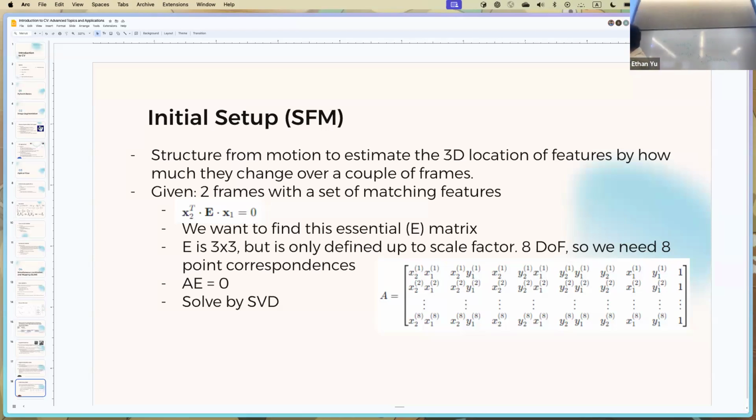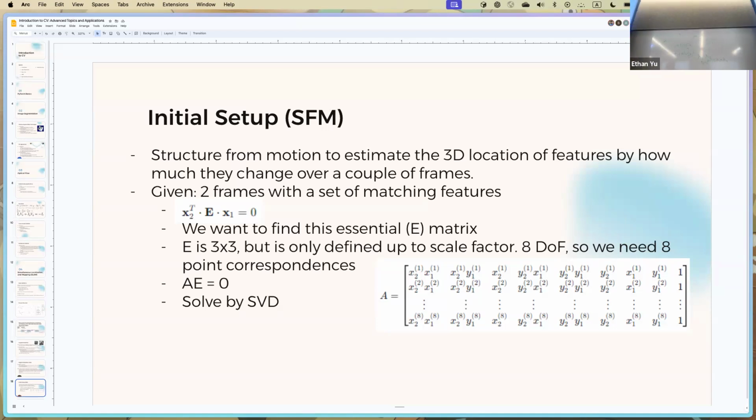So we're given two frames with a set of matching features. We assume that we already extracted the features and matched them up using the XOR of the binaries. And then we want to extract the essential matrix. The essential matrix tells you the relationship of the camera between two frames. It has the property that if I take the features from frame 2 and left multiply, and on the right multiply with the same feature from frame 1, then that should be 0 for all the correspondences.